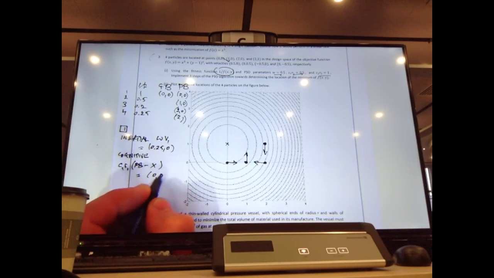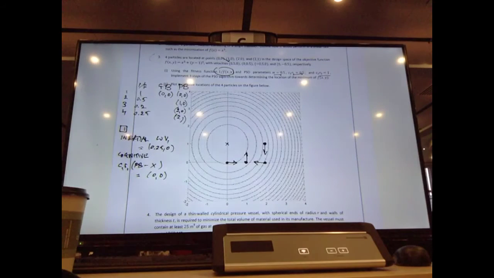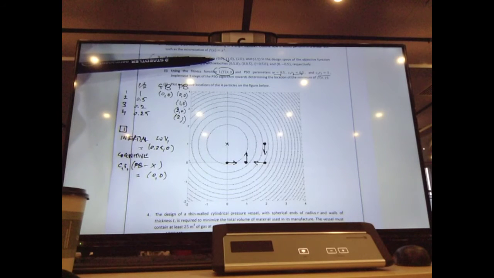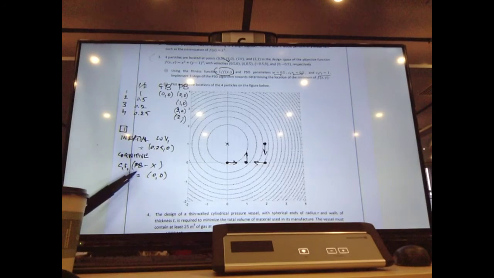It's going to be 0, 0, not because the particle's location is 0, 0, but because the particle best and its current location are exactly the same. So PB minus X is 0.